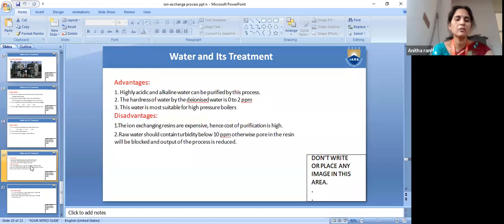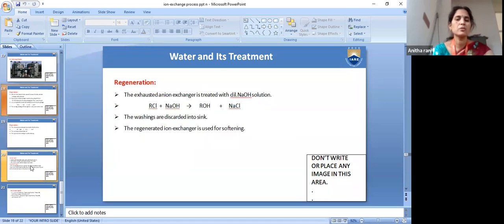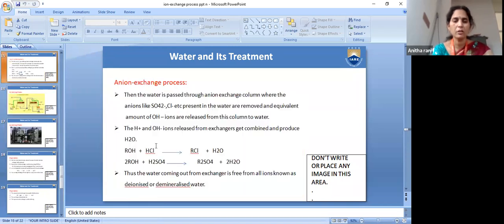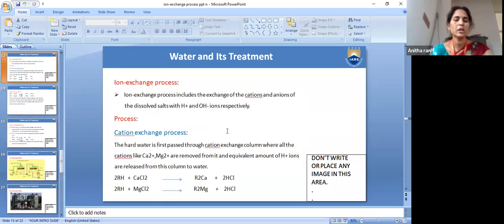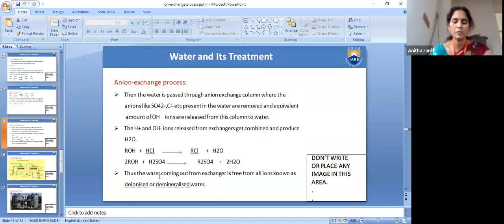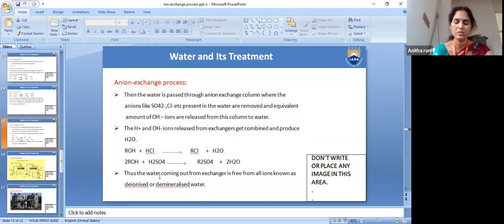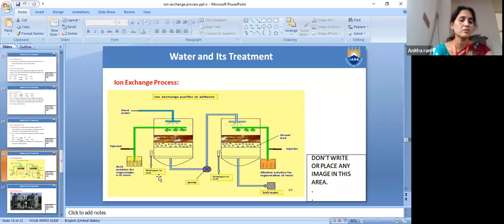So this is about the ion exchange process. Students, you have to draw the diagram compulsorily. You have to write the process, the cation exchange process and the anion exchange process, and learn the reactions. What I am giving in the PPT is enough. You learn these reactions.